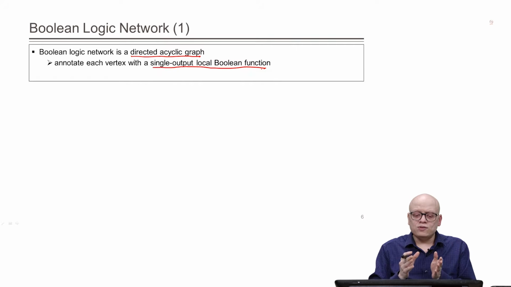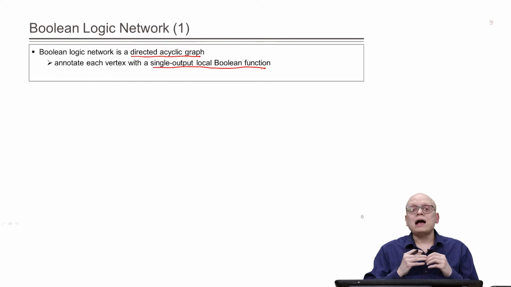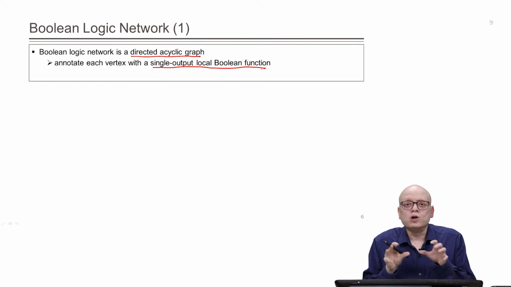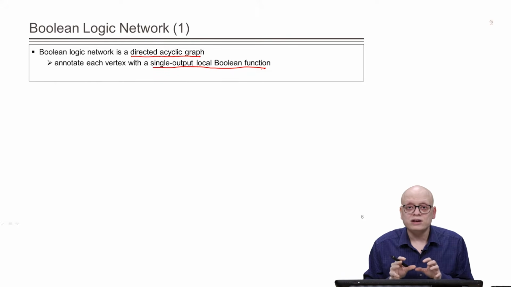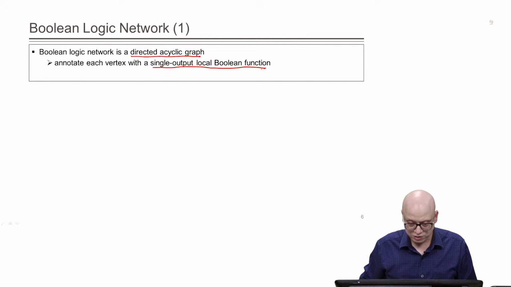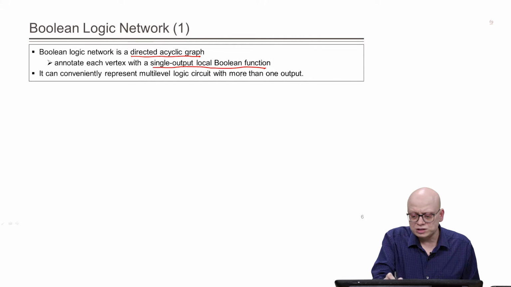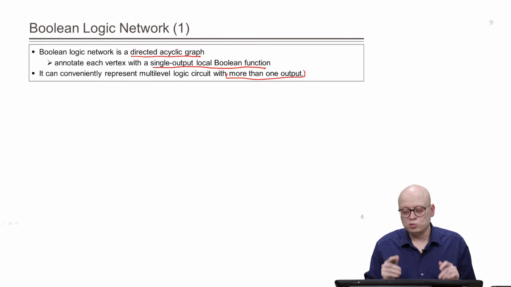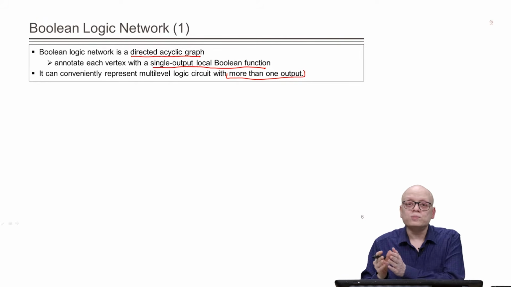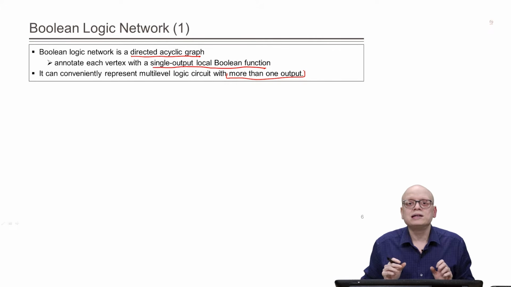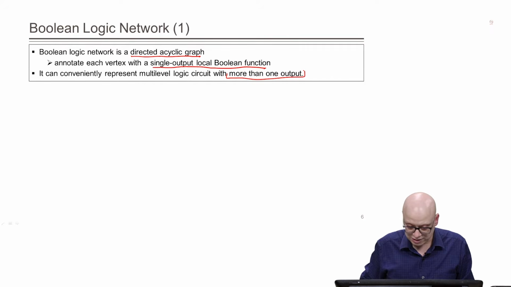And this kind of Boolean logic network is a very good representation of Boolean logic if we have multiple outputs. There are multiple outputs and they are sharing some logic, right. So, those kinds of things can be very well represented in a Boolean logic network, as we will see. So, it can conveniently represent multi-level logic with more than one output. If there are more than one output, then those outputs will share some logic elements among themselves and we can represent them conveniently using a Boolean logic network.